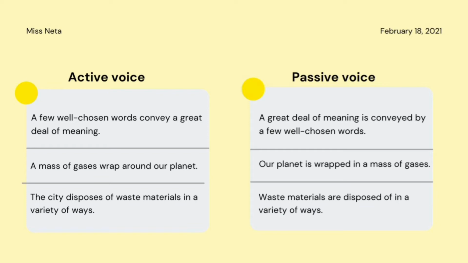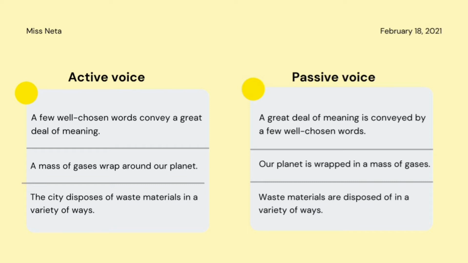And now let's switch the active voice into passive voice to help you better understand and see the differences clearly. First, we have: a few well-chosen words convey a great deal of meaning. And if we turn it into passive voice, it will be: a great deal of meaning is conveyed by a few well-chosen words. Can you spot the difference between those two sentences?